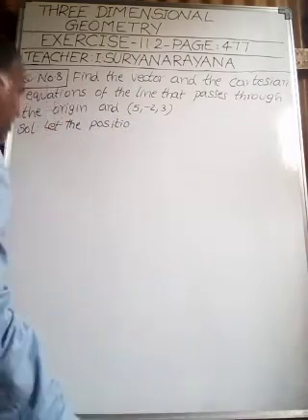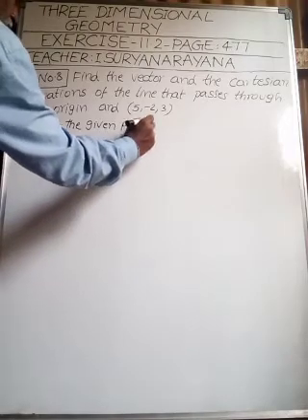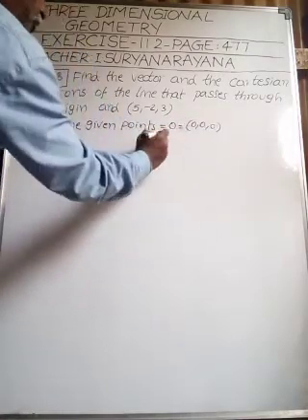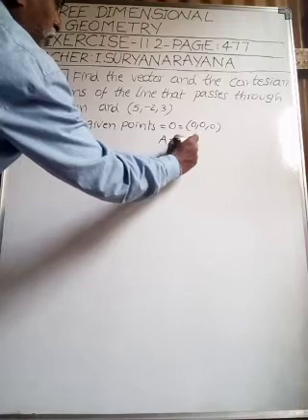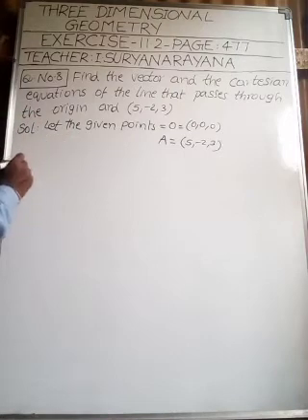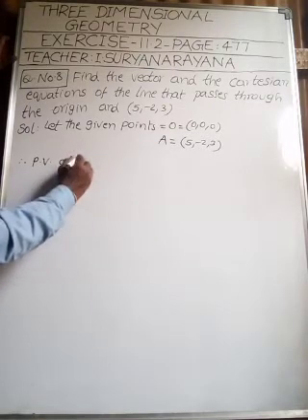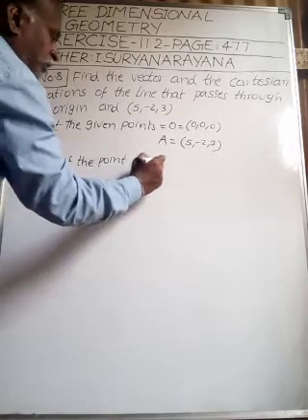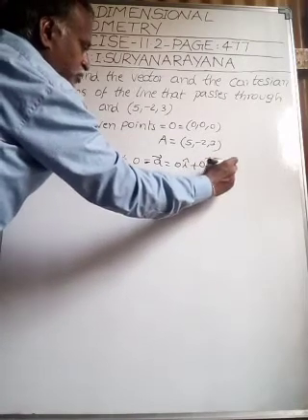First let us write the given points. Origin 0, 0, 0. Point B, second point 5, -2, 3. Therefore, position vector of the point O. Let us consider this is A bar. A bar is equal to 0 i cap plus 0 j cap plus 0 k cap.